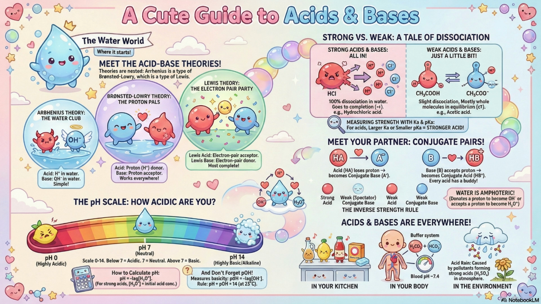So weak means partial dissociation. It doesn't necessarily mean it has a weak effect overall. That's a great way to put it. It's a crucial distinction. Now, for a certain class of acids, the oxyacids, there's this great little shortcut from Linus Pauling for predicting strength just by looking at the formula.